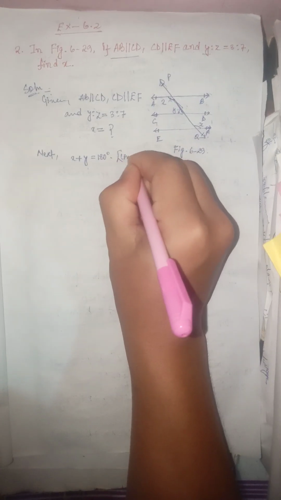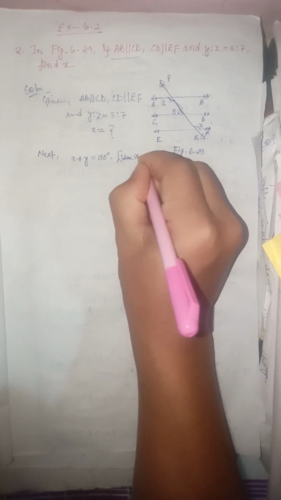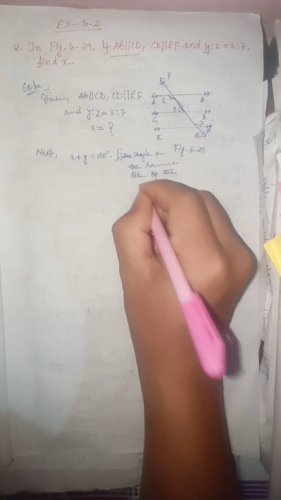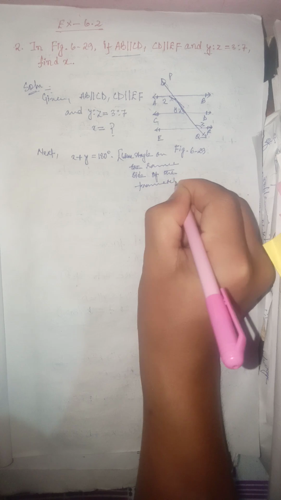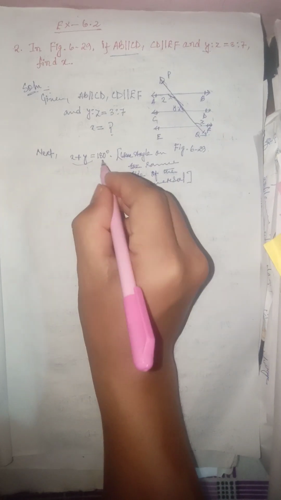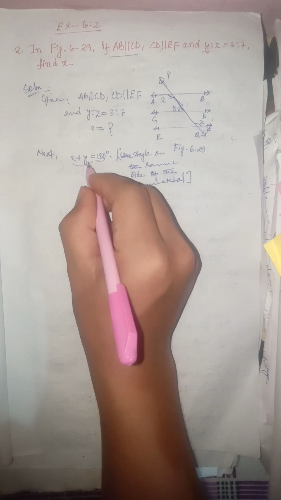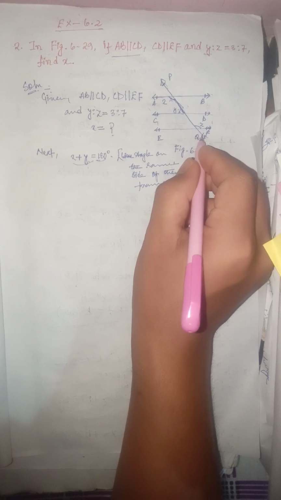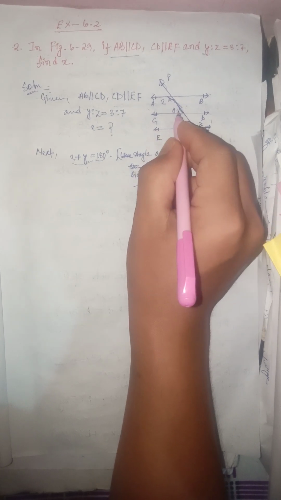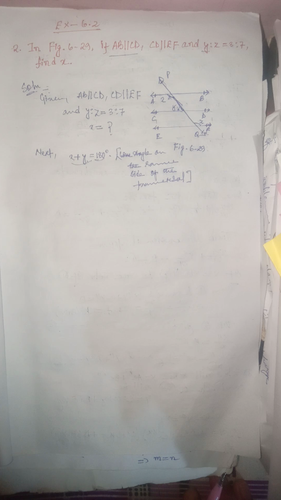Why? It is because of the angles on the same side of the transversal. Actually, the reason why we got 180 degrees is because X and Y are the angles on the same side of the transversal, that is PQ. So whatever angles are on the same side, whenever you add them, you will get 180 degrees, which we call the sum of angles on the same side of the transversal, right?